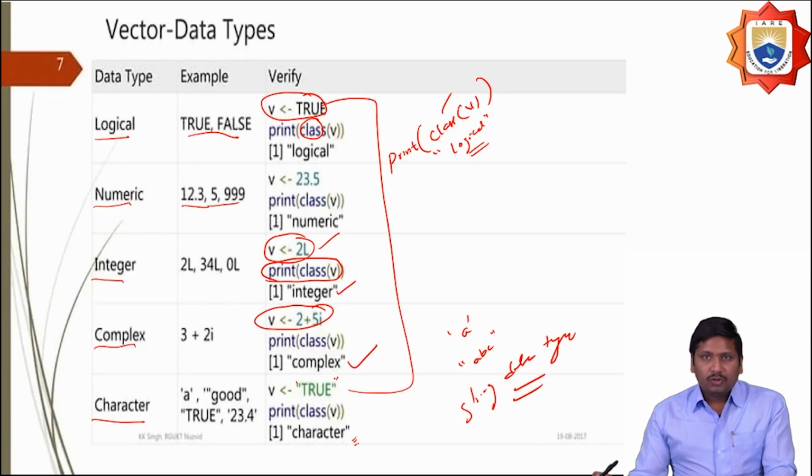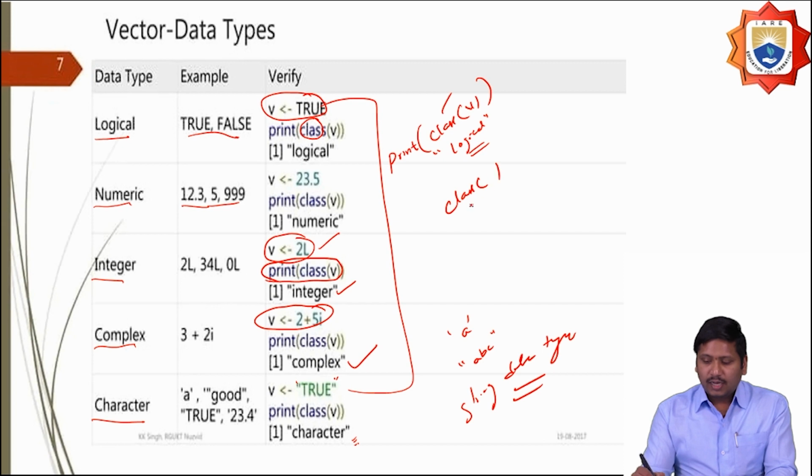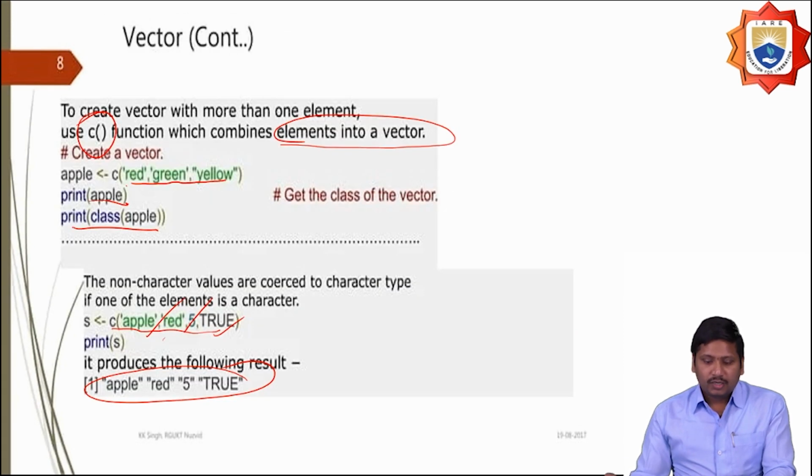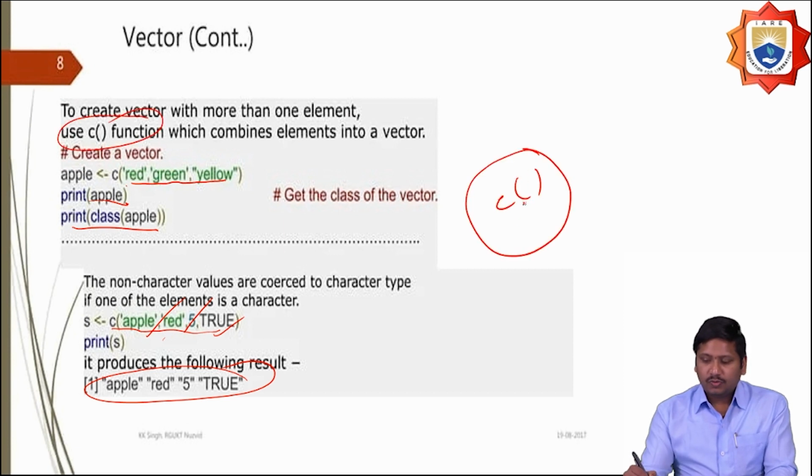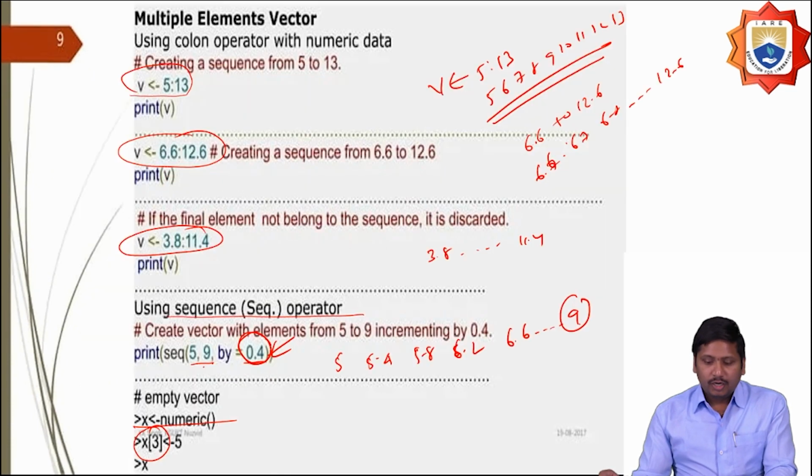How can I know what type of variable it is? By making use of class. Class is the function which tells what type of data it is, whether it is logical, numerical, integer, like this. And vector: how can we create the vector elements? By use of the c function. The c function is the thing which generates the vector elements. And multiple vectors can be generated by using the colon operator. So this is the concept you have to make.